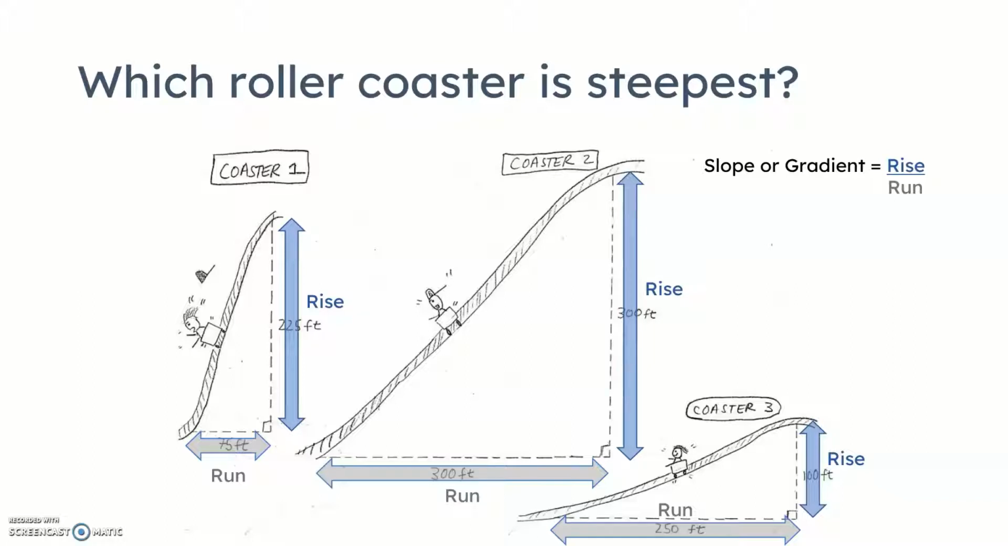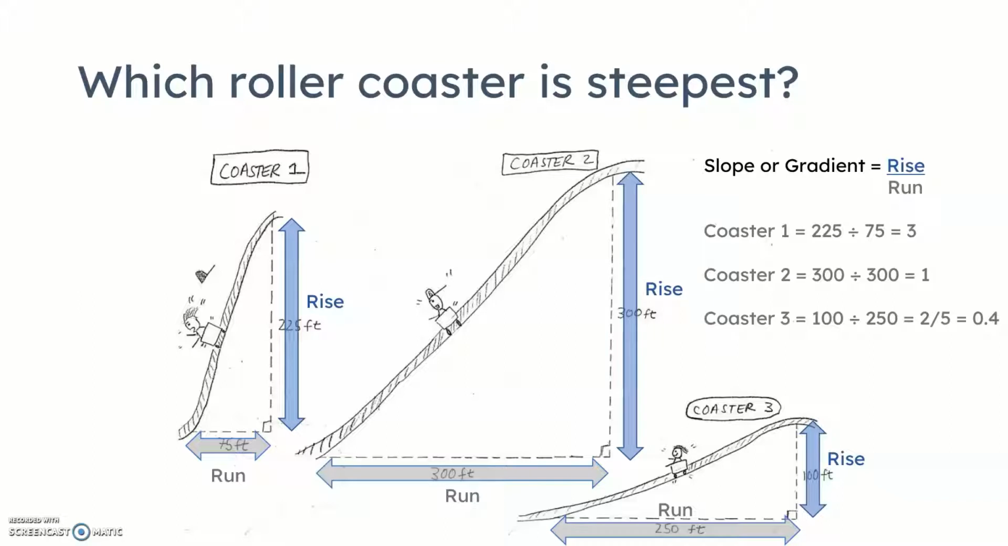If I do that calculation for the 3 roller coasters, then coaster 1 is 225 divided by 75 for rise divided by run, which is 3. Coaster 2 is 300 divided by 300, which is a slope of 1. And coaster 3 is 100 divided by 250, which gives me 2/5, or 0.4. Far less steep than coaster 2, let alone coaster 1. So this gives us a number that makes sense for slope, or gradient, or steepness.